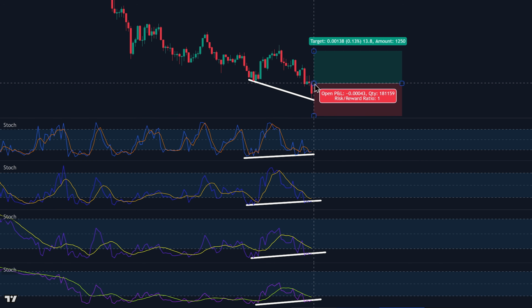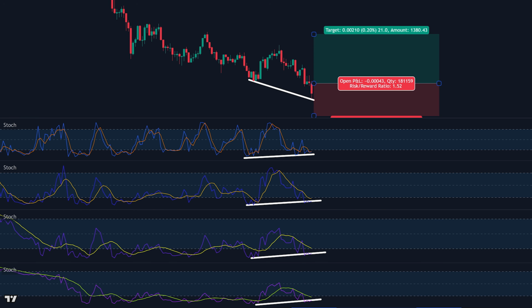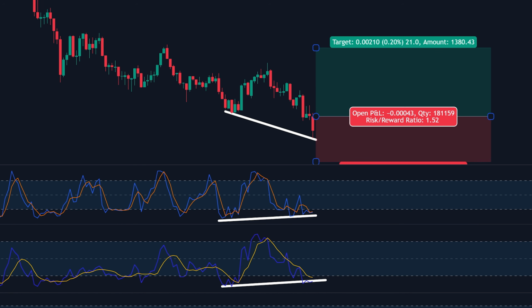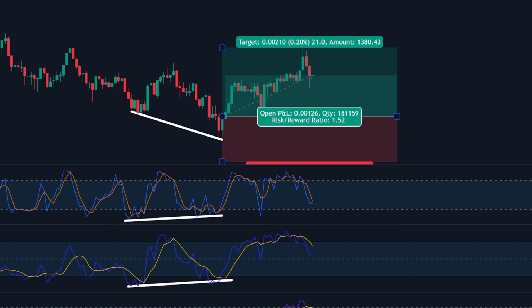To manage your risk, set a stop loss below the most recent swing low. Your profit target should be determined by a risk-to-reward ratio of about 1 to 1.5, meaning that for every unit of risk, you are aiming to make 1.5 units of profit.